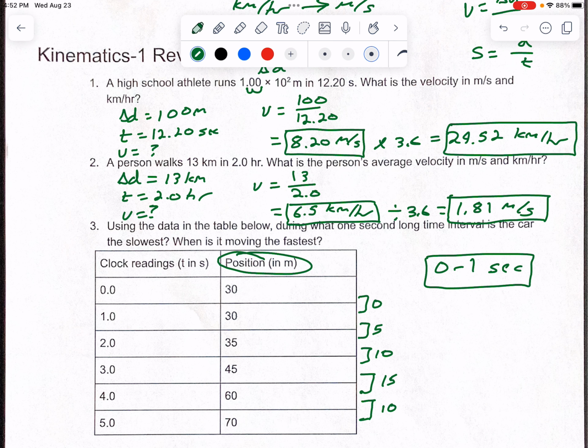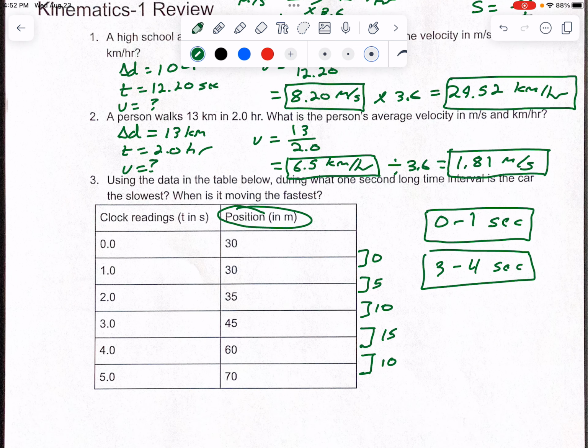Then if I was looking for fastest, that's definitely going to be the 3 to 4 second range because that is when you jumped up by 15 meters. So that's what we're looking for there. You just got to be careful and not get position and displacement mixed up.